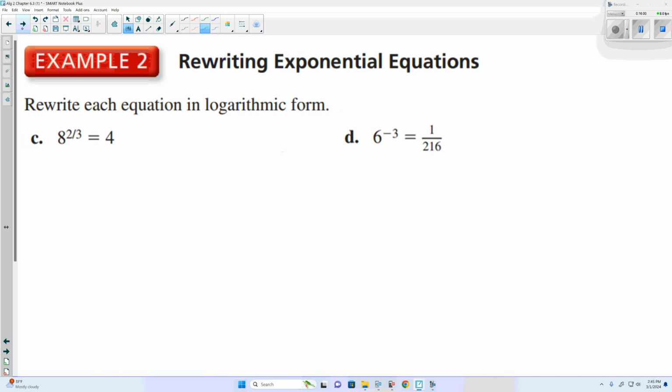8 to the 2/3 equals 4. Log base 8 of 4 equals 2/3. That's not a common log because the base is other than 10. Even if the base was 100, it would not be a common log because it has to be specifically 10. You ready for the next one?